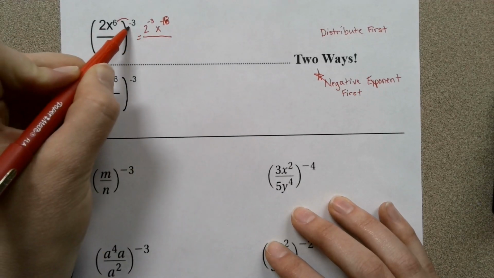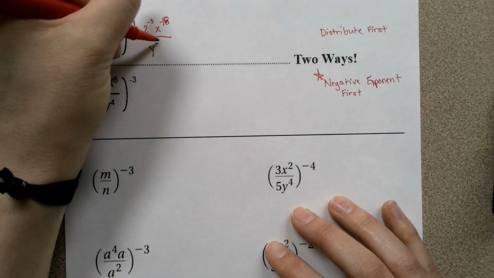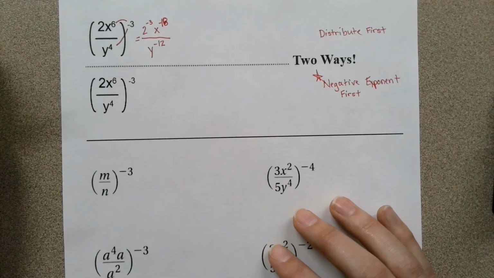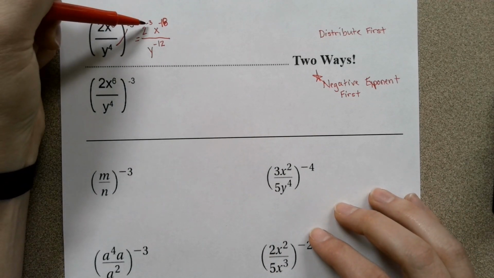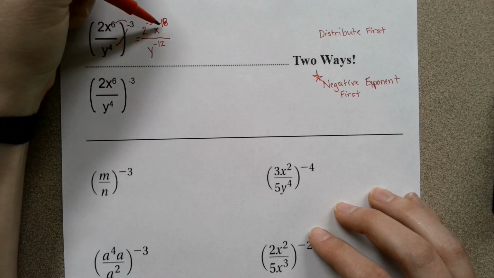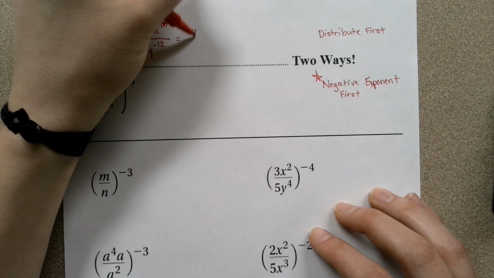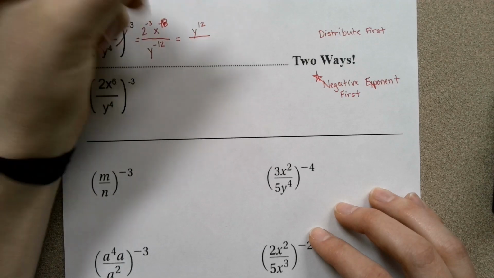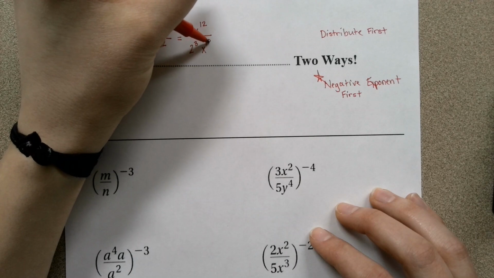Then we distribute to the denominator. Again, we multiply them together, giving us y to the negative 12th. And we've taken care of the exponent distributing it in, but this time, again, we have 3 negative exponents. So this needs to move down, the x needs to move down, and the y needs to move up. So now we have y to the positive 12th over 2 to the third, x to the 18th.